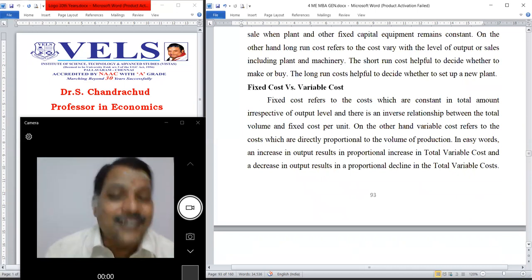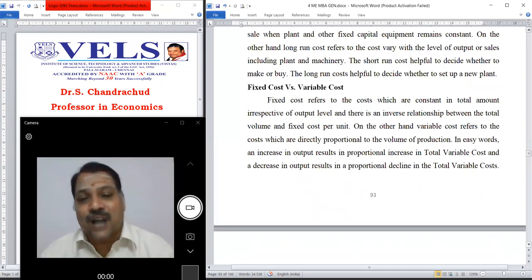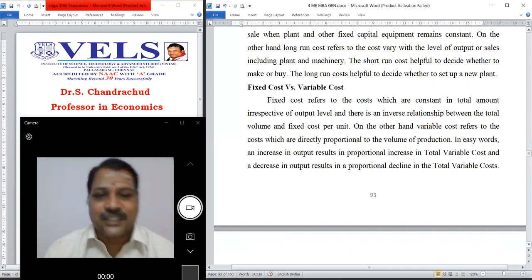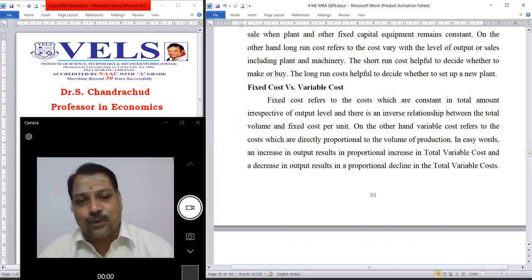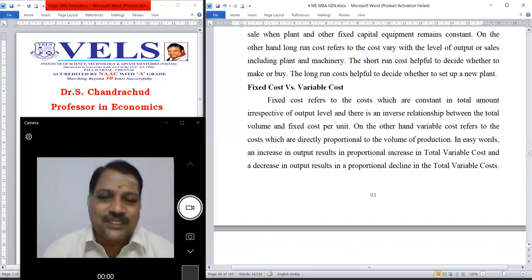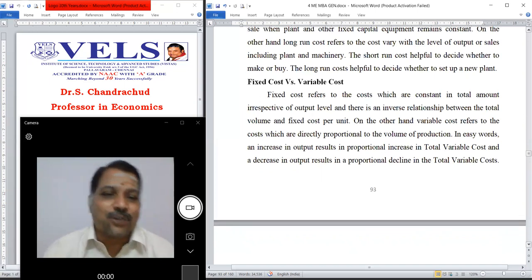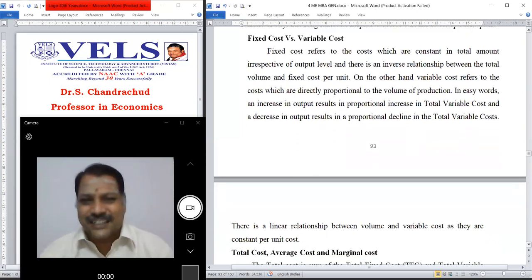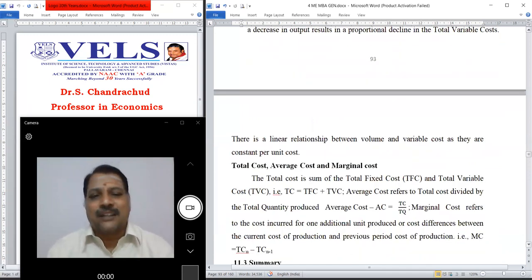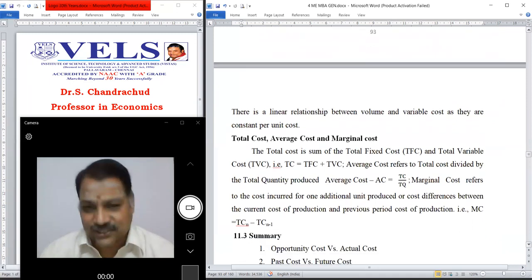On the other hand, variable cost refers to the costs which are directly proportional to the volume of production. In easy words, an increase in output results in a proportional increase in total variable cost, and a decrease in output results in a proportional decline in total variable cost. So it is directly proportional. There is a linear relationship between the volume and the variable cost as they are constant per unit cost.